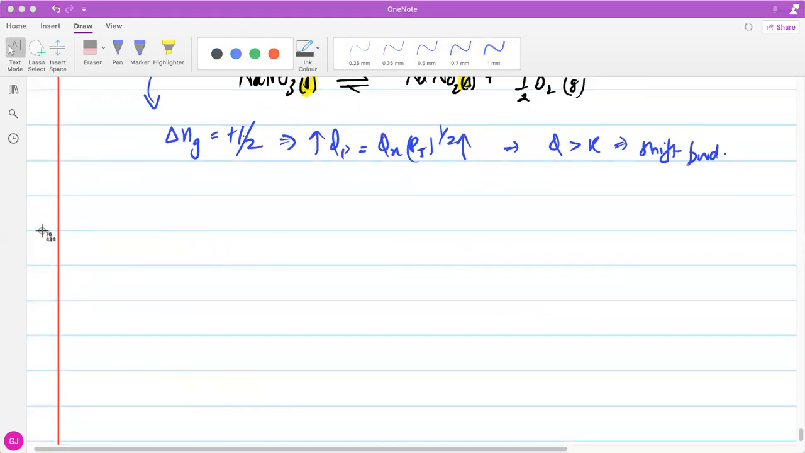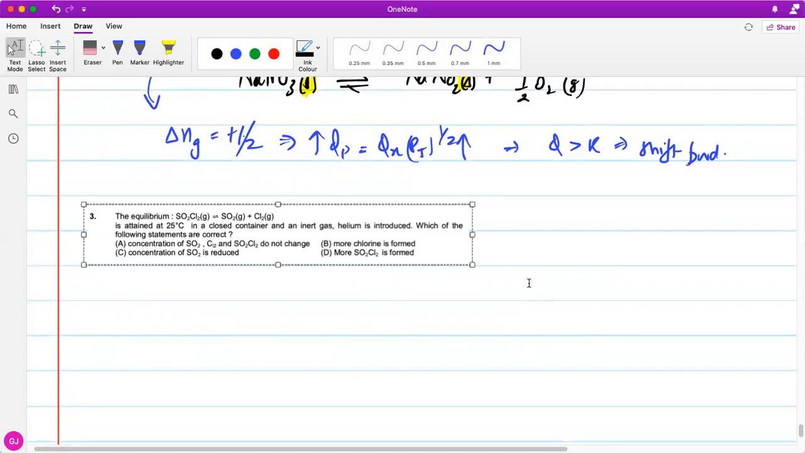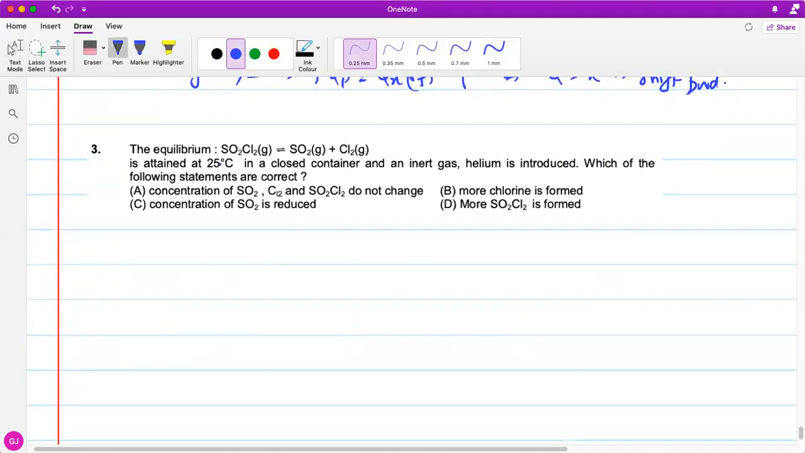Okay, next question. Third question. It is again an equilibrium present in a closed container, and inert gas helium is introduced, right? When it mentions a closed container, we can take it to be a constant volume vessel. And when you add inert gas at constant volume, what is going to happen? There is no effect on the equilibrium. So the concentrations of SO2, Cl2, SOCl2 do not change. As a consequence, B, C, and D, because the equilibrium is not shifting, right? There is nothing that is going to happen to this equilibrium.